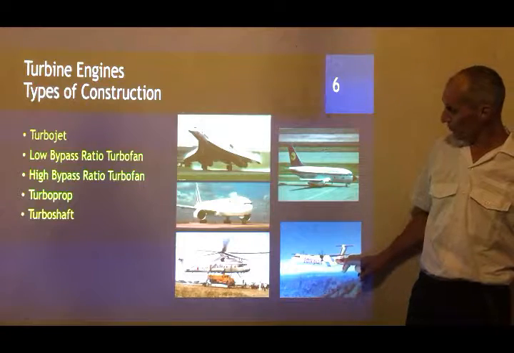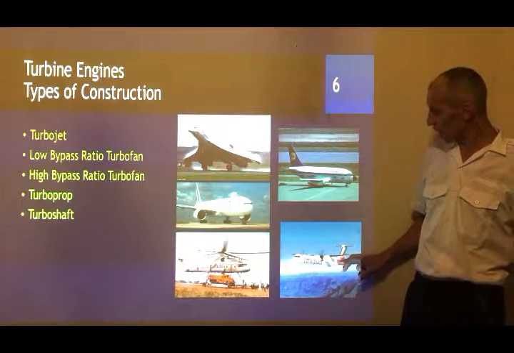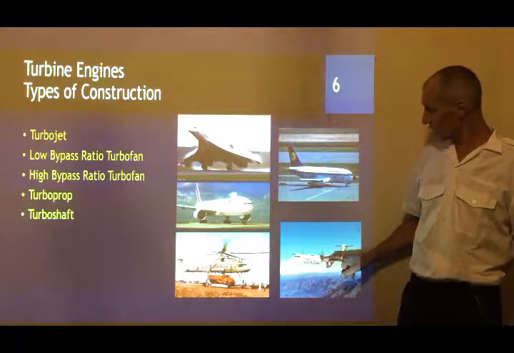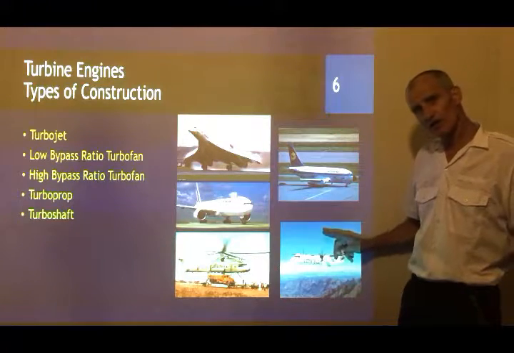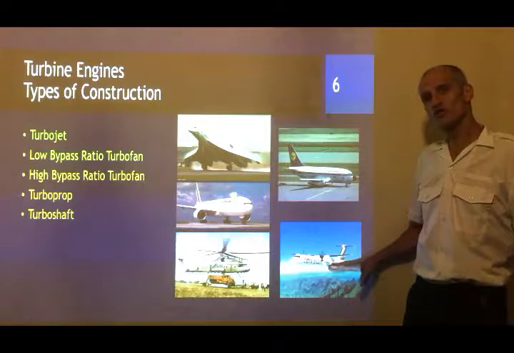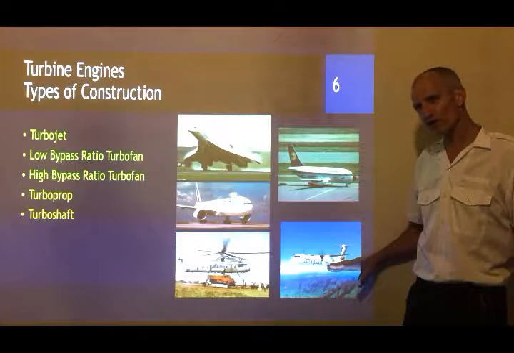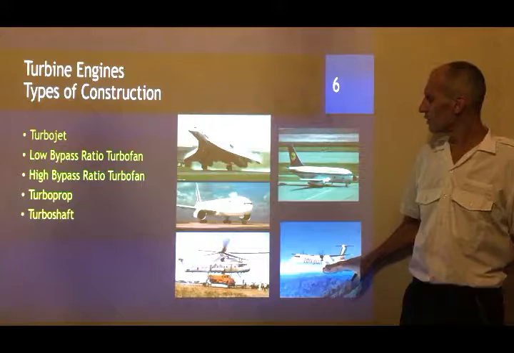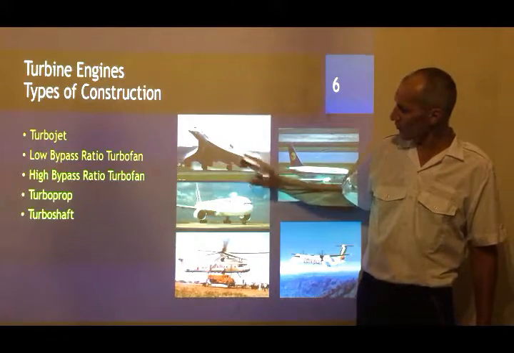On the turboprop, the turbine drives a reduction gearbox, and that reduction gearbox is connected to a normal propeller. This is for low speed applications. It's very, very efficient, but at much lower speed. These are high speed aircraft.